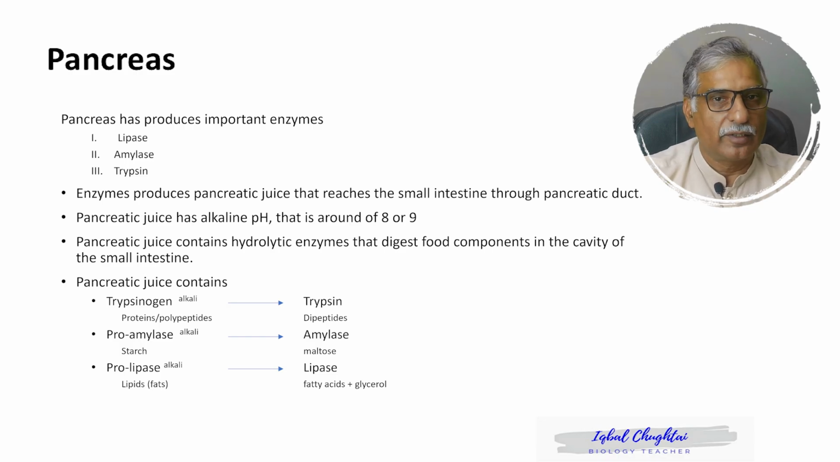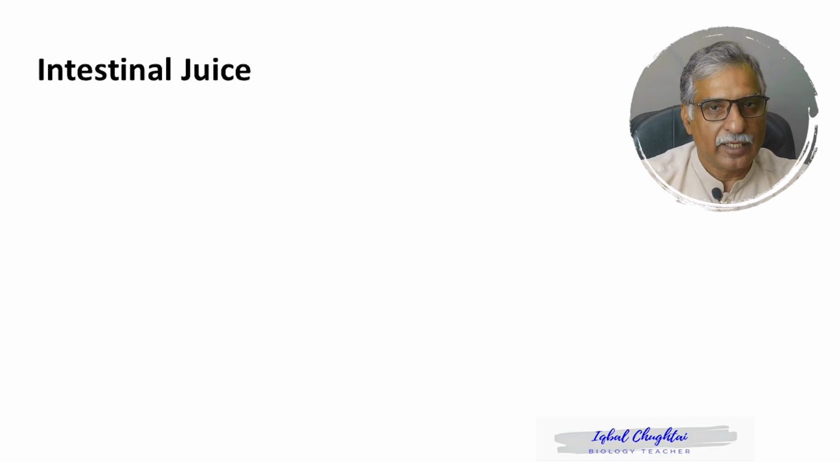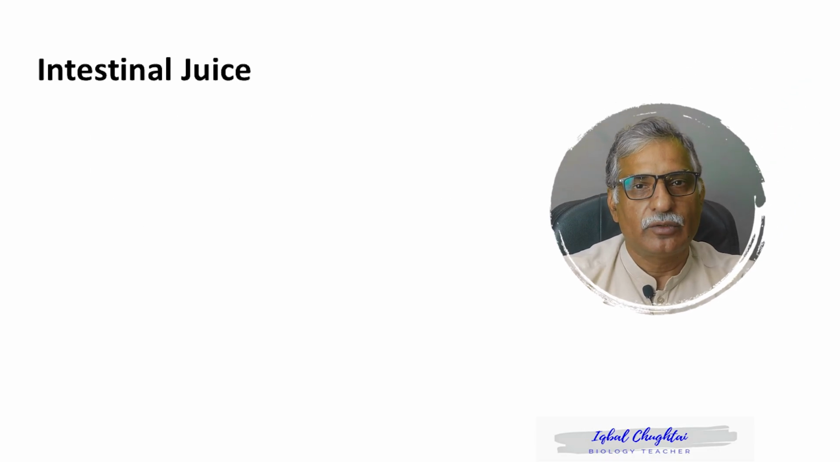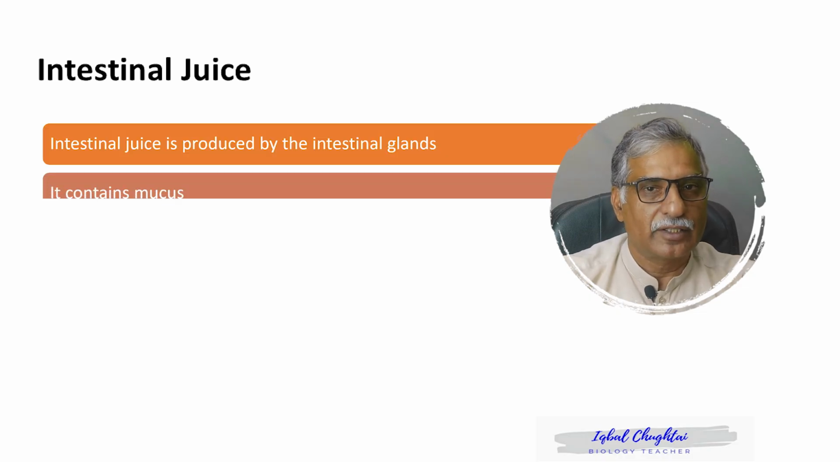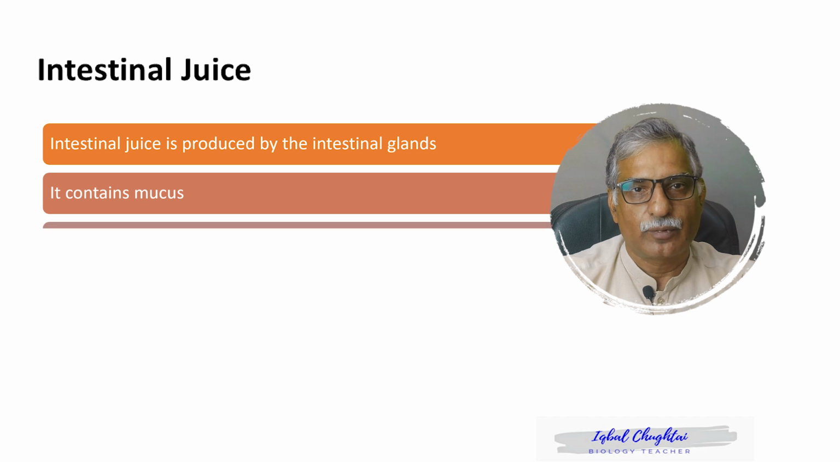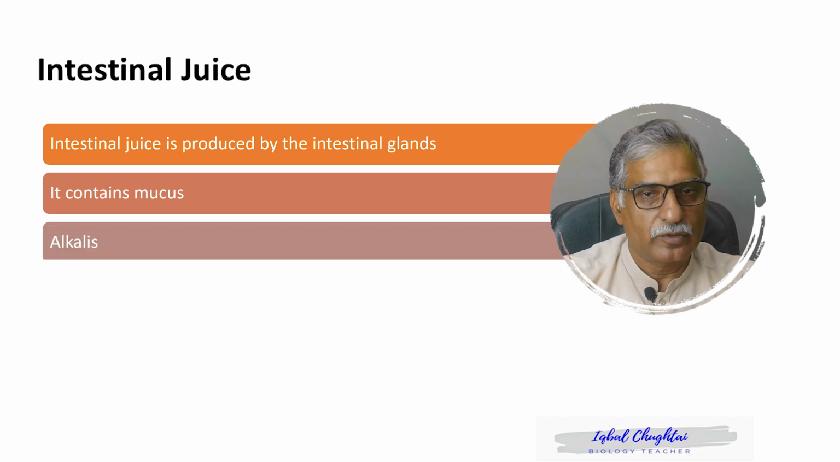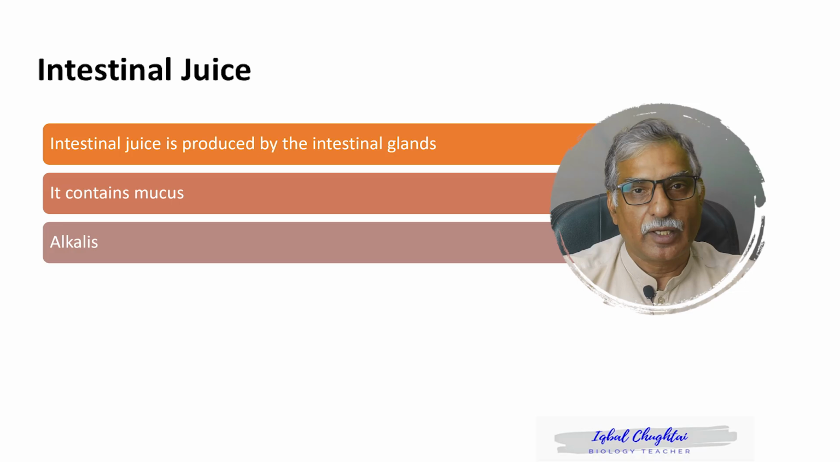But remember one thing, these are not the only enzymes added by the pancreas, but the intestine does contain some glands. These are known as intestinal glands, and they produce a secretion known as intestinal juice. This intestinal juice contains mucus that makes a protective coating around the inner wall of the small intestine. At the same time, this mucus further adds liquidity to the food that is being processed in the small intestine.